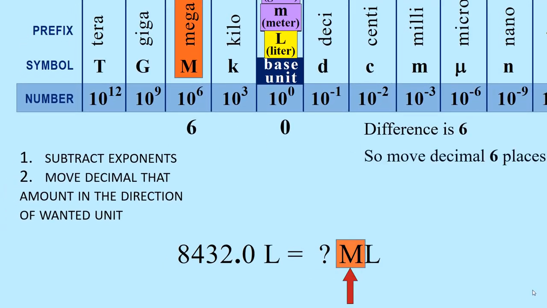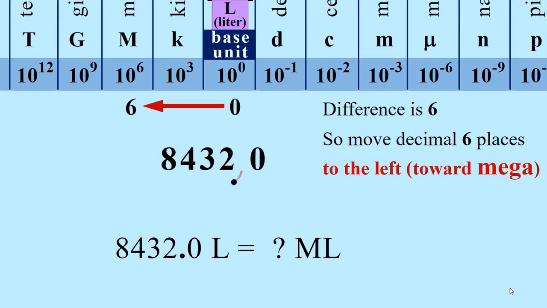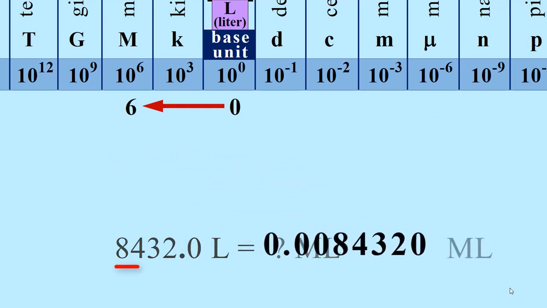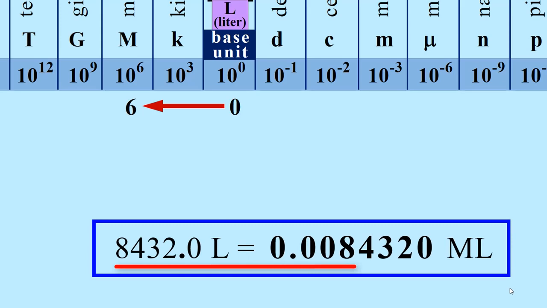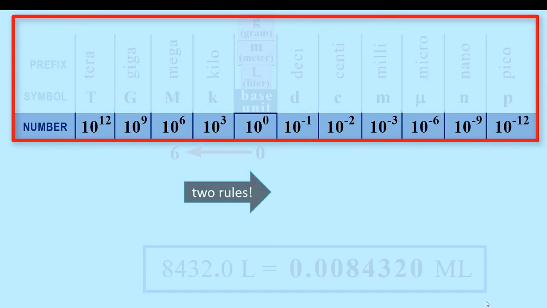Mega is the wanted unit, so the decimal is moved 6 places to the left toward mega. The decimal is moved 6 places to the left. Blanks are filled with zeros. By convention, we add 0 before the decimal. 8,432.0 liters is equal to 0.0084320 megaliters.